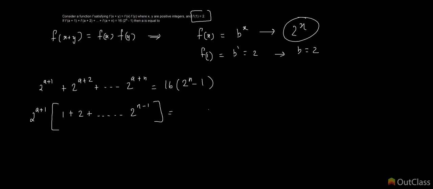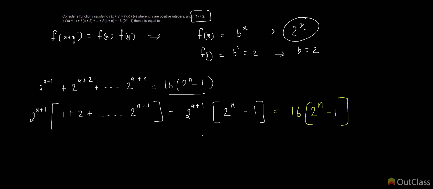Now we know how to evaluate this. So we can first evaluate it and then compare it with the given 16 into 2 raised to n minus 1. So we have 2 raised to a plus 1 into, this will simply turn out to be 2 raised to n minus 1. And when we compare it with what is given to us, which is 16 into 2 raised to n minus 1, we can see that 2 raised to a plus 1 is equal to 16. We know that 2 raised to 4 is equal to 16. So that means a plus 1 is equal to 4 and a is equal to 3. That's your answer.